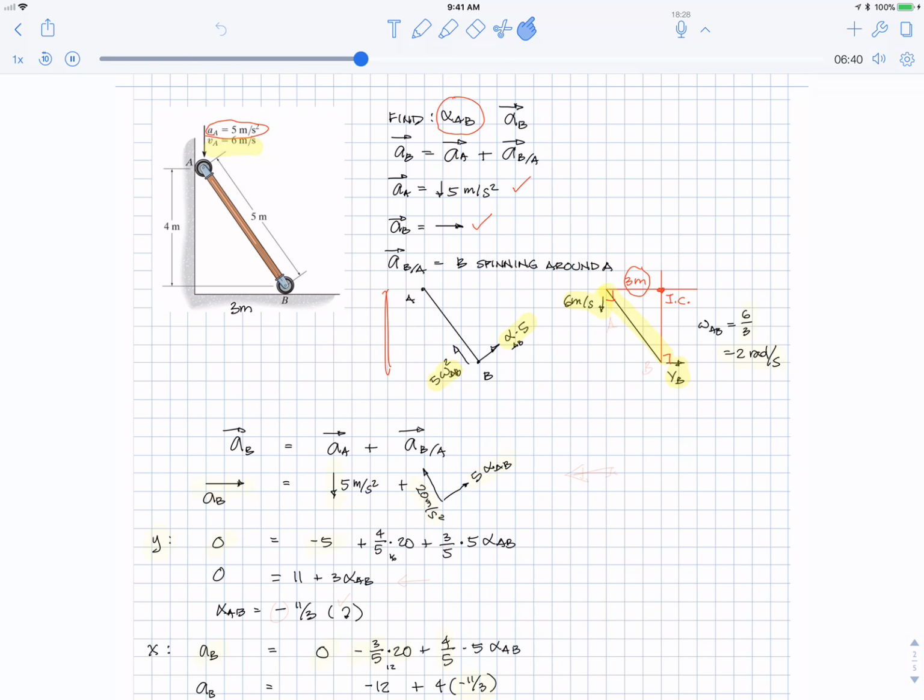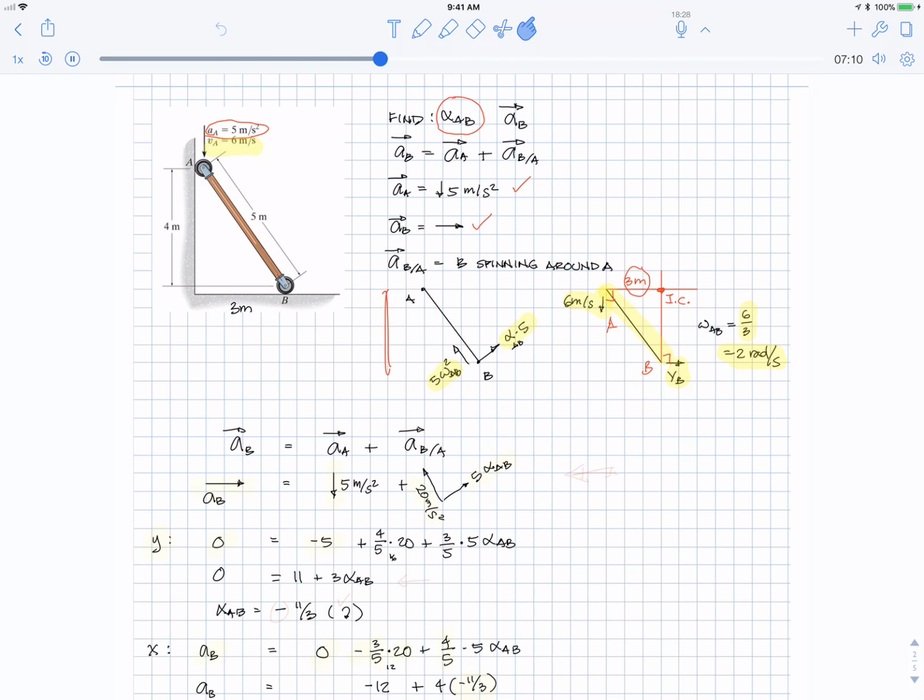So we have that omega of, let me write in the letters, that's AB. Omega of AB will equal V over R, or V of A is omega AB times the radius from the instantaneous center, which is 3 meters. So I just went ahead and solved for omega, which is V over R. So I have 6 over 3. So omega AB is 2 radians per second.